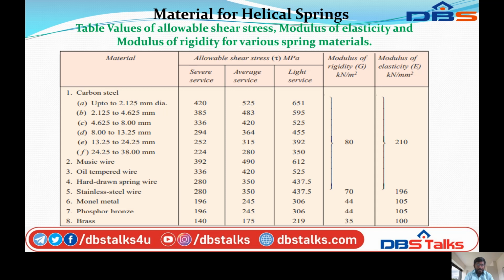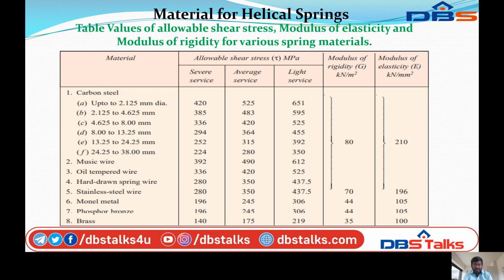So the next material is music wire. For this music wire the allowable shear stresses are 392, 490, 612. Next is oil tempered wire, which you can see in tabular form. Finally, the brass.